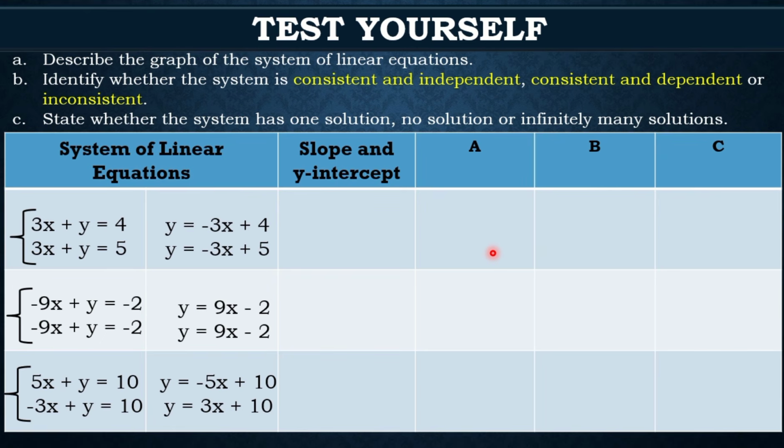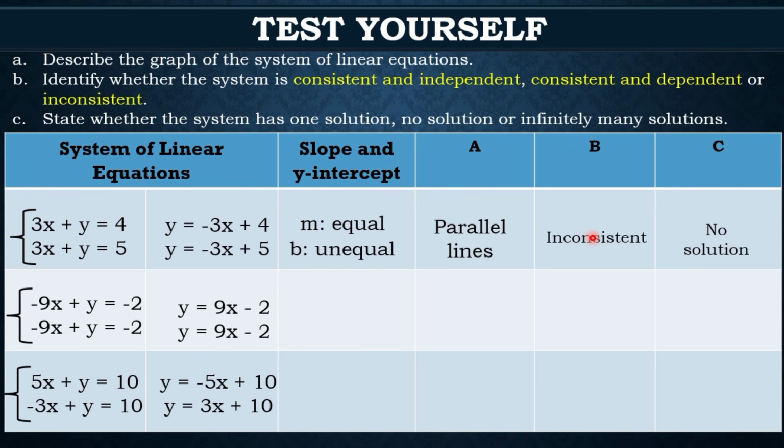Okay, so I think let us check. So, again ha, pwede mo i-pause yung video kung hindi ka pa tapos. Okay. So, ano nga sabi ko, kapag ang slope nila, compare natin yung slope. Your slope is M. Equal at yung y-intercept ay unequal. So, sabi ko, kapag ang slope mo ay equal, ano nga ulit yon? They are parallel lines. And, so therefore, kung parallel sila, ano siya? Walang solution yan. So, inconsistent and it has no solution.